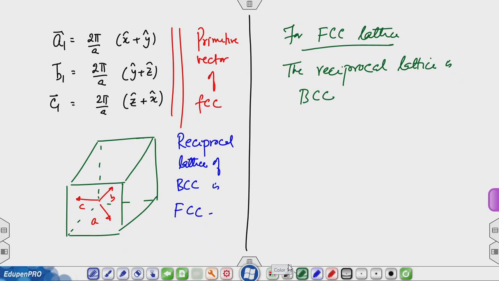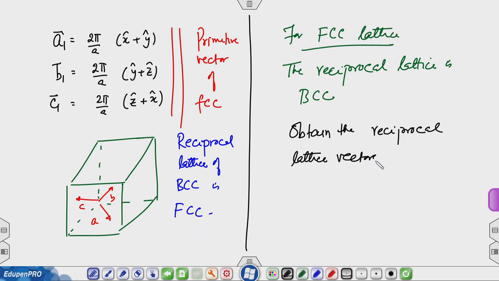I am going to give you a question now. Obtain the reciprocal lattice vectors for FCC and HCP. Brillouin lattices.